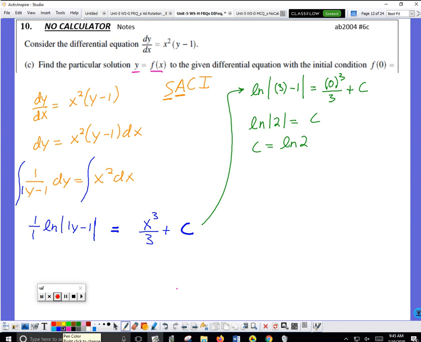So the next thing you write down is this. You go back to here and just rewrite this. Natural log, make sure you're using the equal sign correctly. Absolute value of y minus 1 must equal x cubed over 3 plus natural log of 2. Okay, the last step, we have done the constant step. Now we have the isolate step.